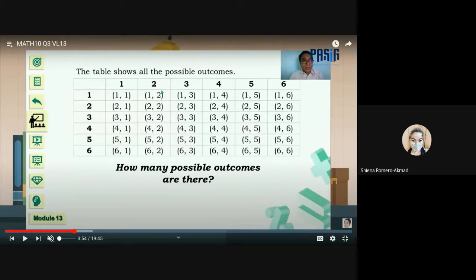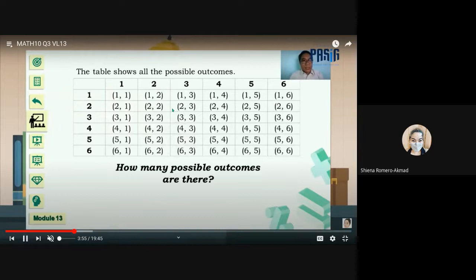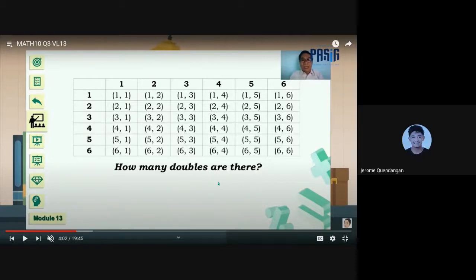So if you're going to look at the table, the possible outcomes are 36. Okay? Kaya pag pinanong kayo, how many possible outcomes are there? You may say that there are 36 possible outcomes. How about the doubles? How many doubles are there? 6 po. Alin dyan yung mga doubles natin? Yung dalawang 1 and then dalawang 2, dalawang 3, dalawang 4, dalawang 5, and dalawang 6. Okay, when we say doubles, these are the results na yung unang die mo has the same outcome as your second die. Okay? So 1, 1, 2, 2, 3, 3, 4, 4, 5, 5, 6, 6. So meron tayong 6 na doubles in this chart.